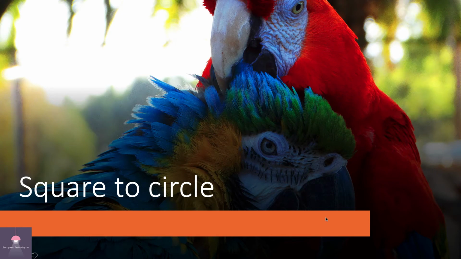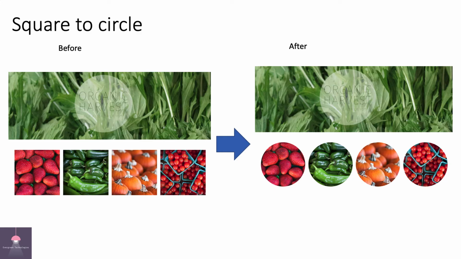Let's learn how to convert images with a square boundary to images with a circle boundary using Photoshop. So the goal here is, as you can see on the left, you have an organic harvest image with the square images at the bottom, and the effect that we want to achieve is on the right, where all the images of strawberries, chilies, pumpkin and tomatoes have a circular boundary instead of a square boundary. So let's see how we can do this inside of Photoshop.